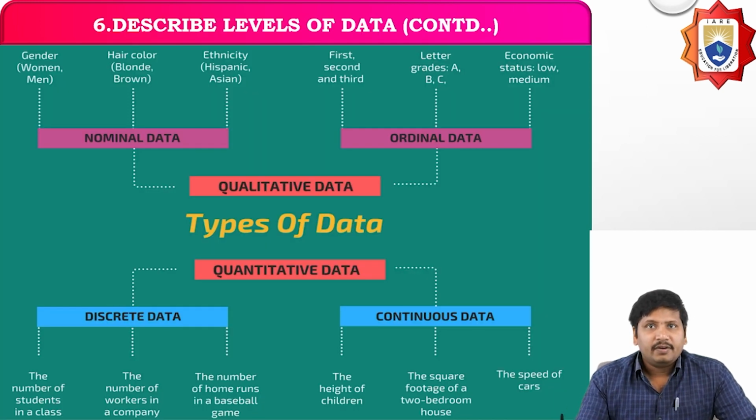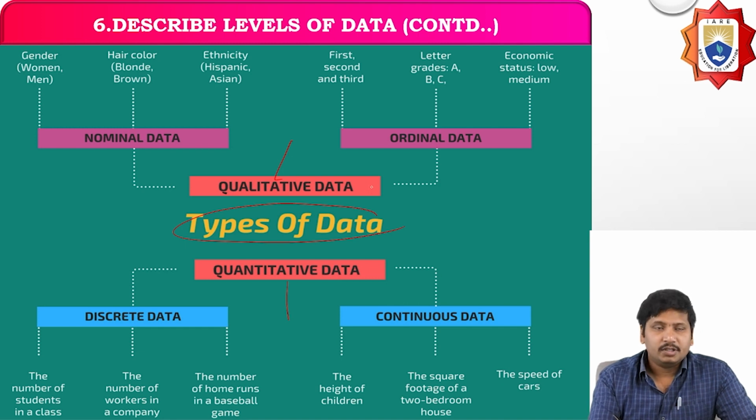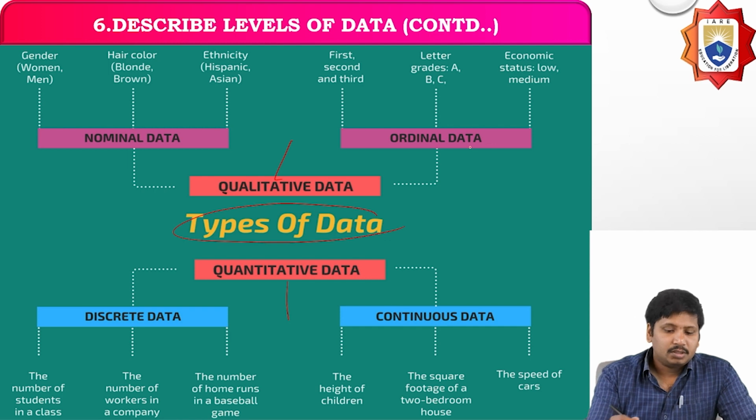Then describe the different levels of data. Normally, as I said just now, data will be of two types, qualitative and quantitative. Again, qualitative is of two types, nominal and ordinal. Nominal means gender, whether it may be man or woman, hair color, black, brown, whatever color it is, and ethnicity, Hispanic and Asian. That is what we call nominal.